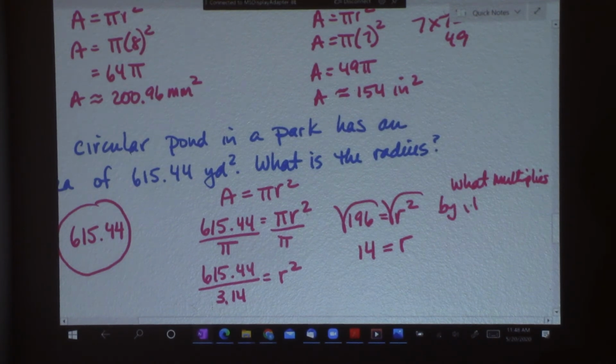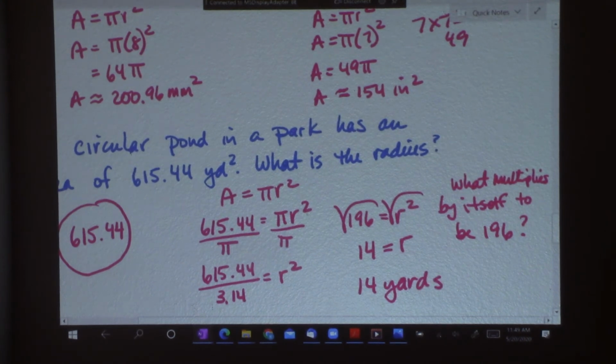So you have to ask yourself, what multiplies by itself to be 196? Okay, so we know 10 times 10 is 100. We need more than that. 11 times 11 is 121. 12 times 12 is 144. 13 times 13 is 169. We're getting closer. And 14 times 14 is 196. So this would be 14 yards.